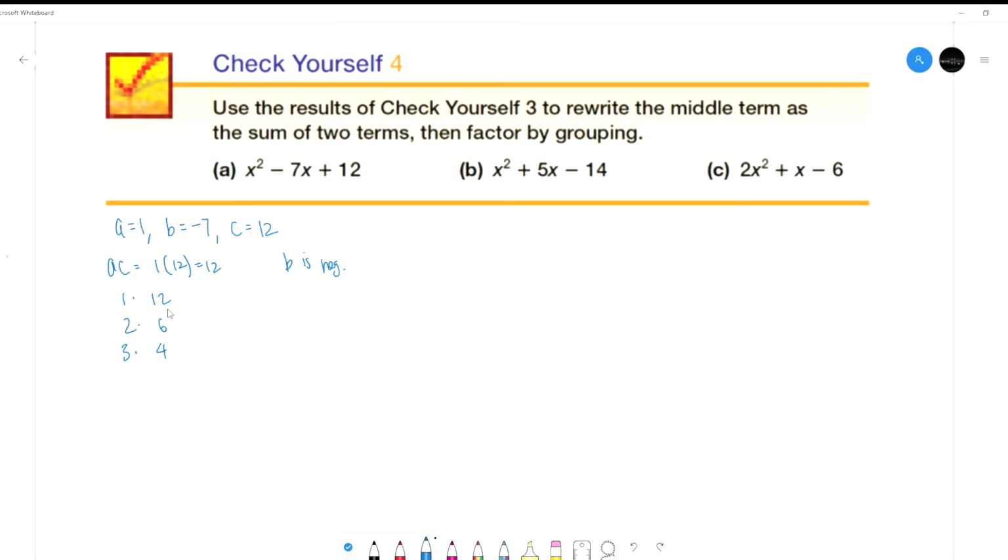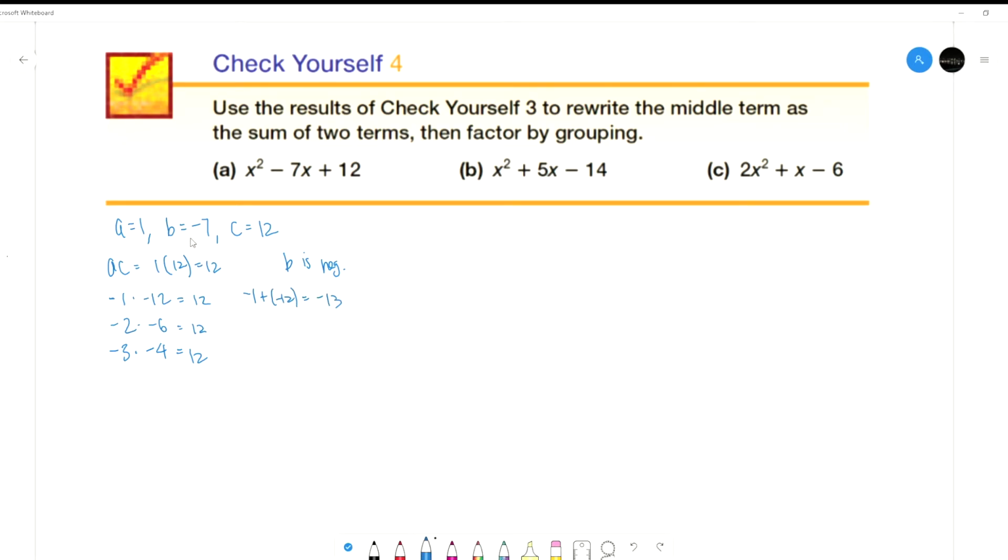So 1 times 12, right? So since b is negative, 1 plus 12 is going to be positive, right? So that means I know that both of these have to be negative. All the pairs have to be negative, right? So when you multiply both factors, negative times negative is still positive 12, right? But now when you add these, you get a negative number. Negative 1 plus negative 12 is negative 13.